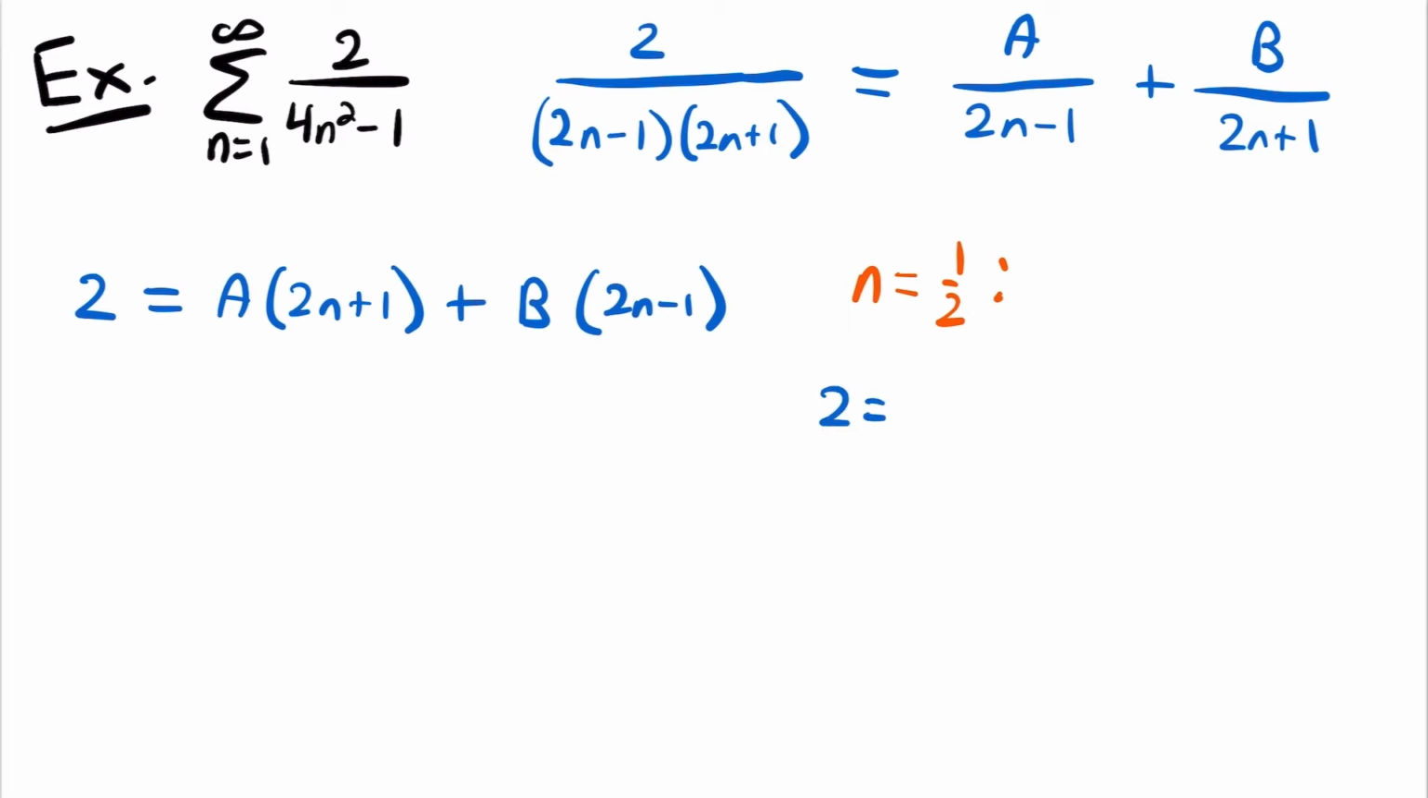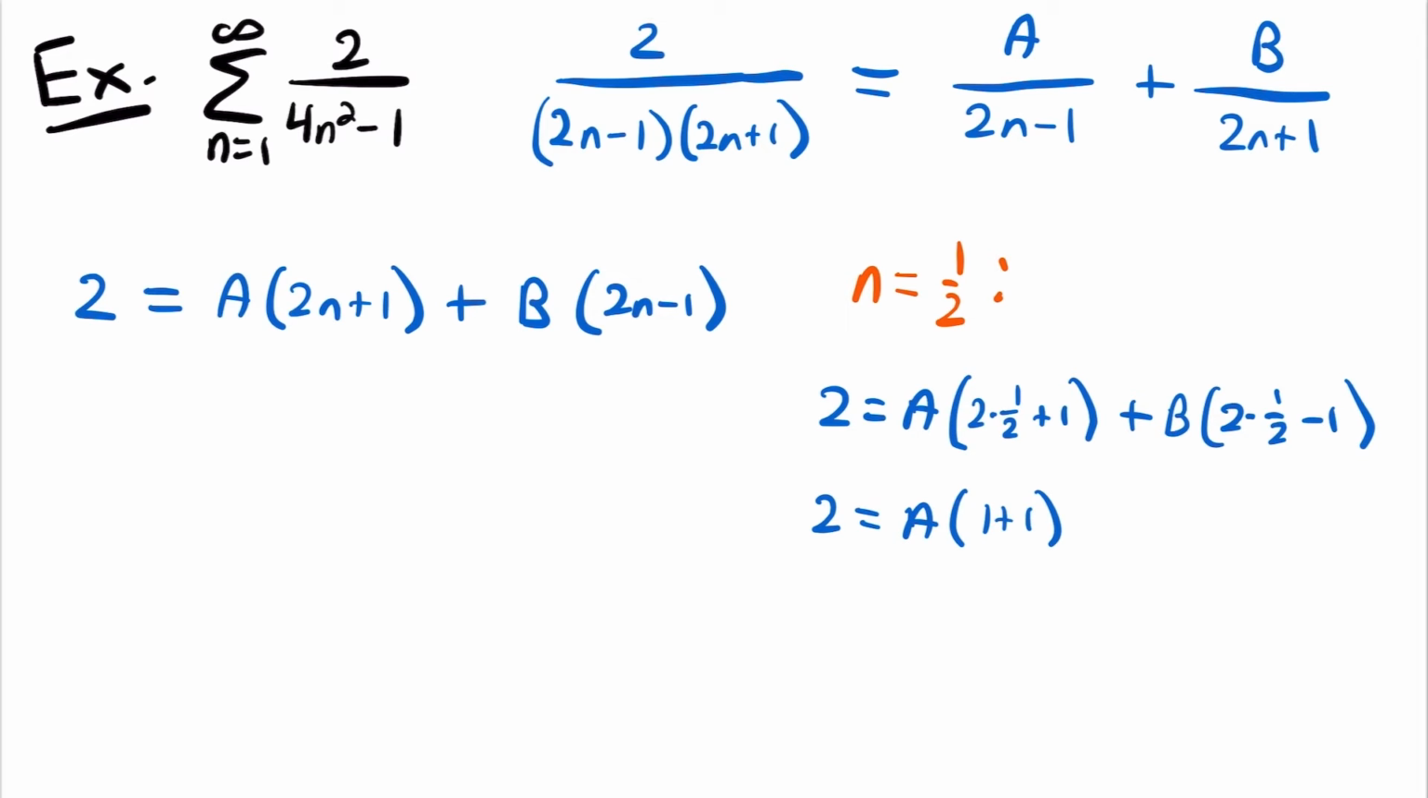We'll have 2 is equal to A times 2 times 1/2 plus 1 plus B times 2 times 1/2 minus 1. If we simplify, this will be equal to A times 1 plus 1, because 2 times 1/2 is 1, so we have 1 plus 1, and then we'll have plus B times 2 times 1/2, which is 1 minus 1. Now 1 minus 1 is 0, and 0 times B is 0, and so this is just going to become 0, and so we just have 2 is equal to A times 1 plus 1, which will allow us to solve for A.